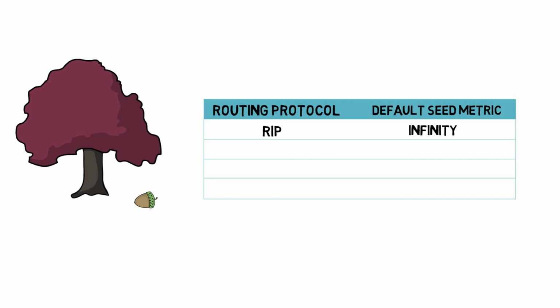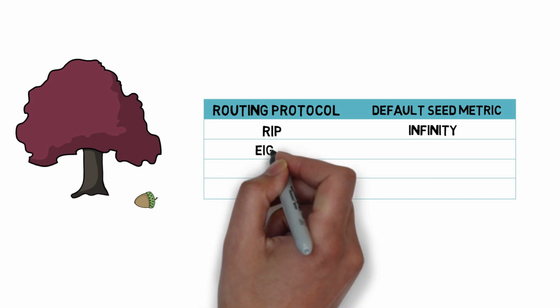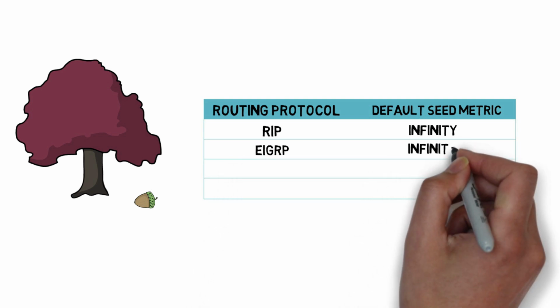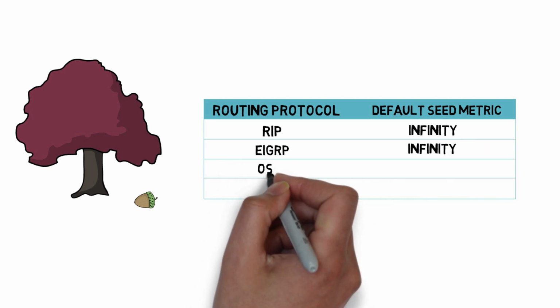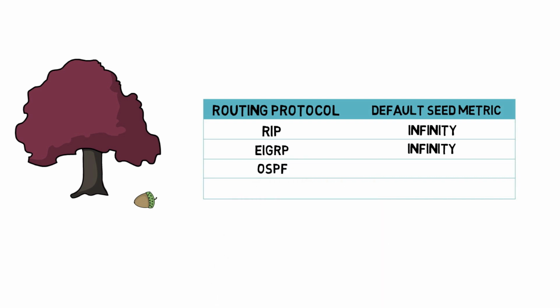If we redistribute a route into RIP, by default, RIP is going to consider that route unreachable. The default seed metric for EIGRP is also infinity. However, it's a bit different with OSPF. With OSPF, if we redistribute a route into OSPF, that route is going to inherit a default seed metric of 20, unless we're redistributing from BGP. That's an exception. If the route is being redistributed from BGP, in that case, it's going to have an OSPF metric of 1.